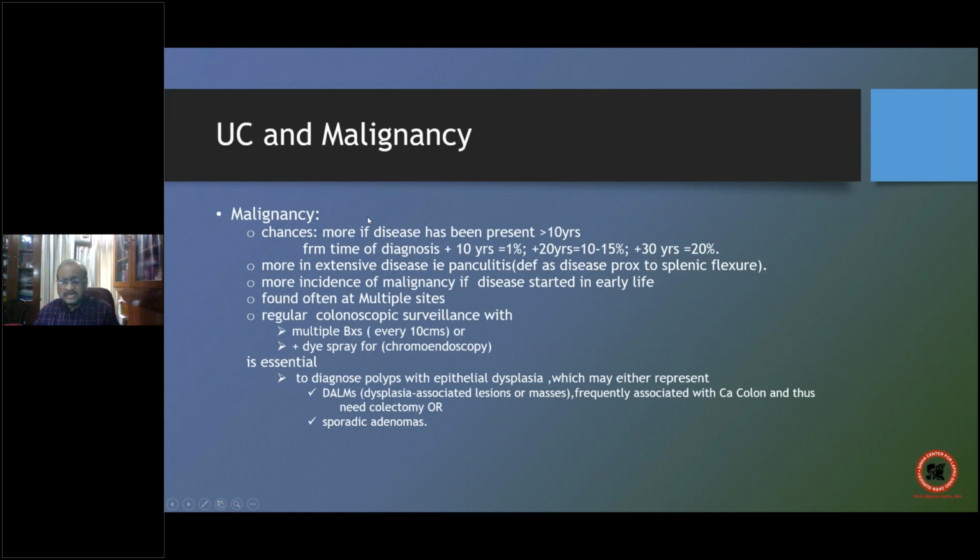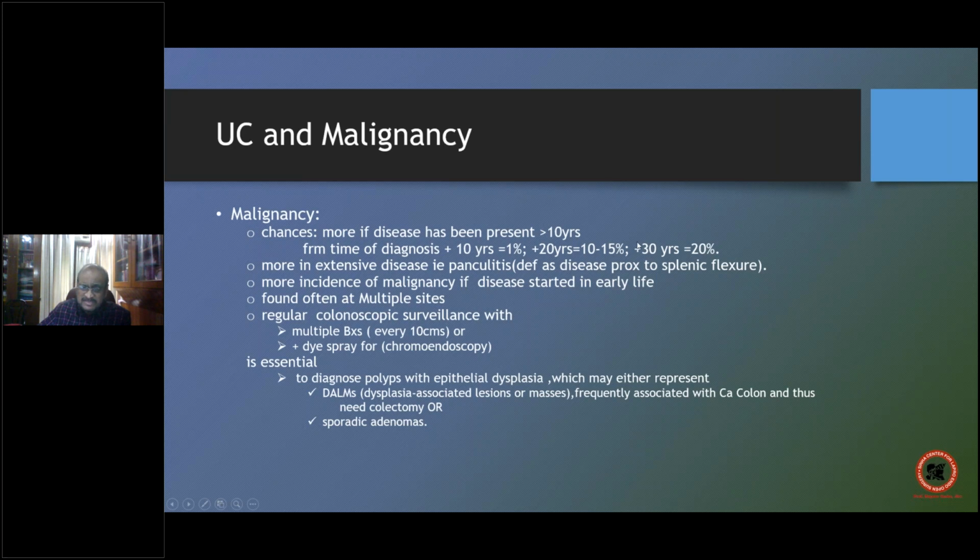As far as malignancy in ulcerative colitis is concerned, that is a very, very important point to be considered. What we have to remember is that the chance of malignancy increases with the duration. That means if the disease is present for more than 10 years from the time of diagnosis, the chance of having malignancy is 1%. But as this time increases to 30 years, it becomes almost 20%. So if you were diagnosed with ulcerative colitis 30 years prior, then the chance of you having carcinoma colon will be almost 20%.